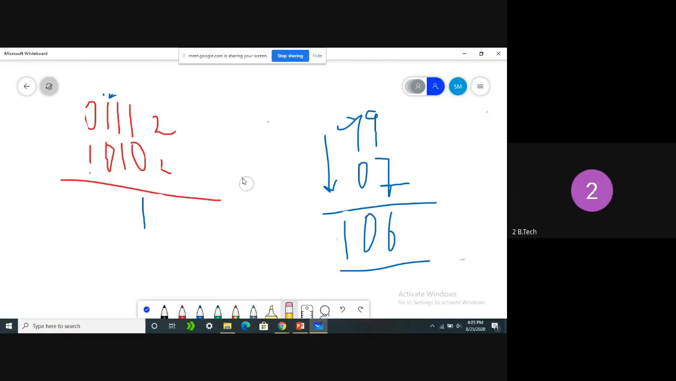Shiva, are you following this one? Shiva is not here. Okay. 1 minus 1 is 0, always 0. Again 1 minus 0 is 1, sir. 1. Again 0 minus 1.